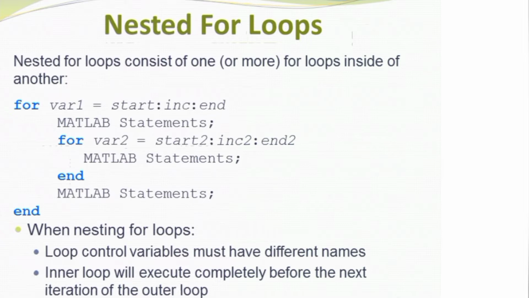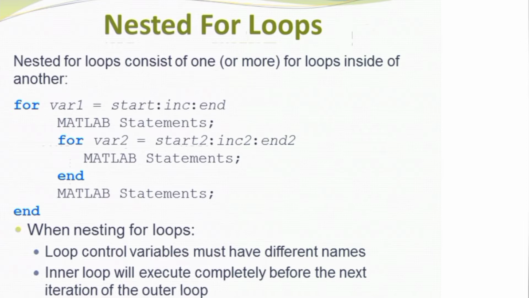have to be different. If they're the same, then it can start to get confusing about which variable is acting where, and Matlab can have some issues with that, as well as you when you're trying to figure out what to do. So you have to have different variable names for your inner for loop and for your outer for loop. And how this works is that for every iteration of the outer for loop, the inner for loop is going to go through all of its iterations.